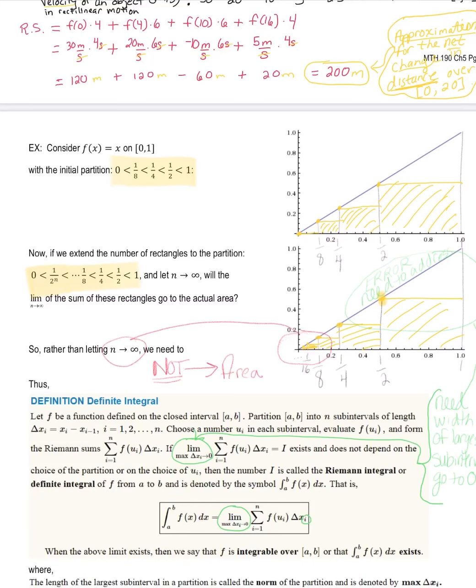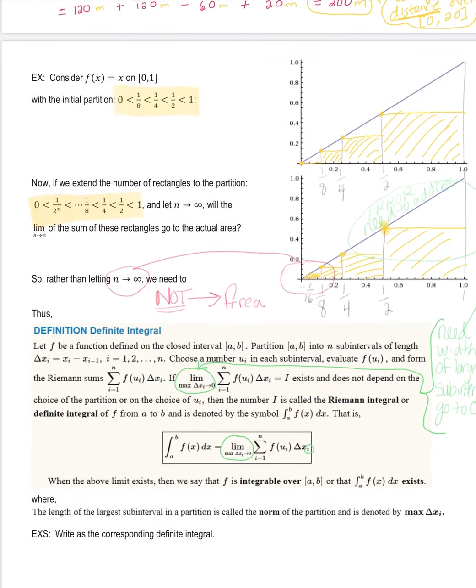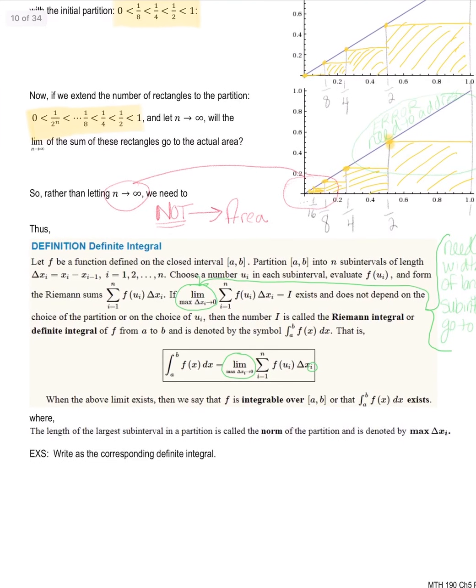All right, another quick definition before we look at some examples here is that the norm is the width of the largest rectangle or largest subinterval. So the width of the largest subinterval is called the norm. And in your book, it's denoted by max, so largest, and then width of a, delta x sub i.